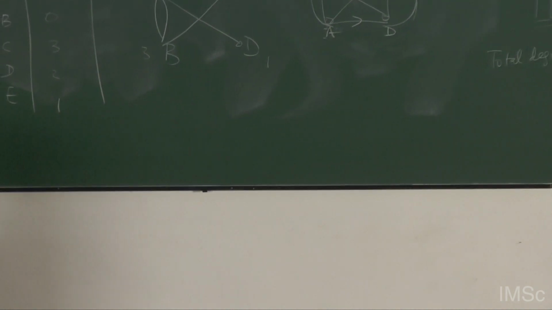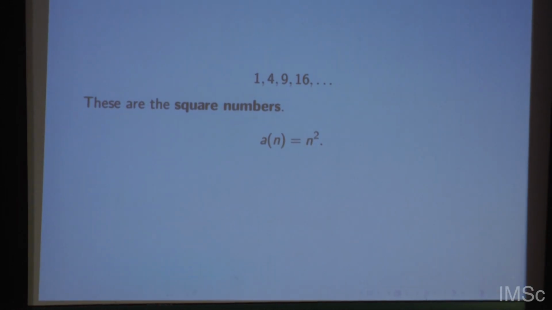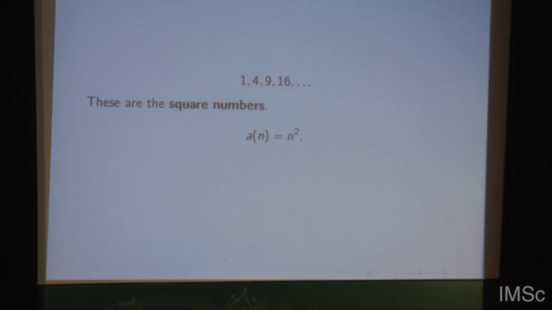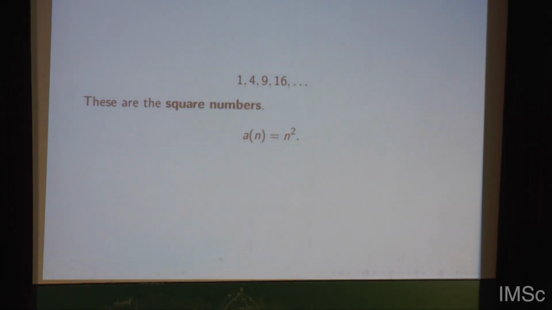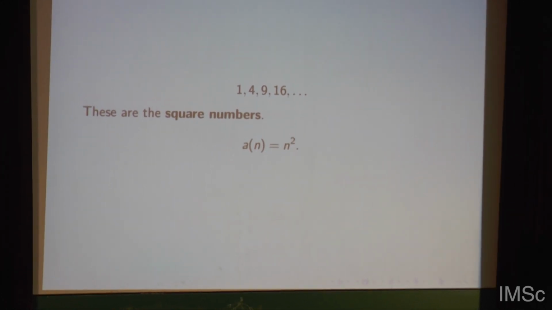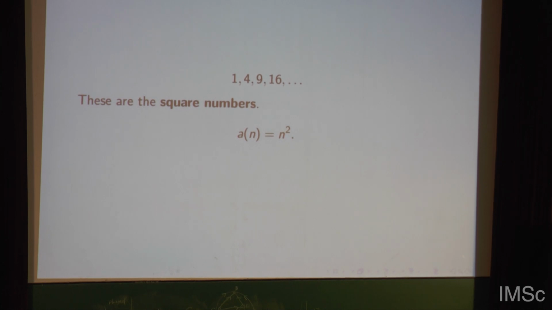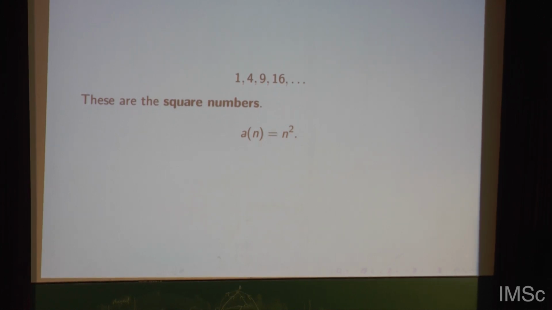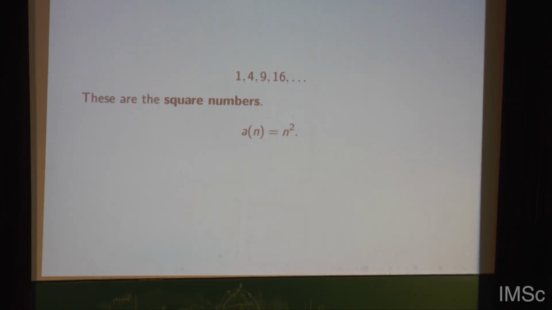Then they ask, well, what's the next number? How do you figure that out? Yeah, so in this case, there's a nice, simple formula that fits all these numbers, right? So it's just n squared. So this is an example. These are the square numbers. It's an example of an integer sequence.